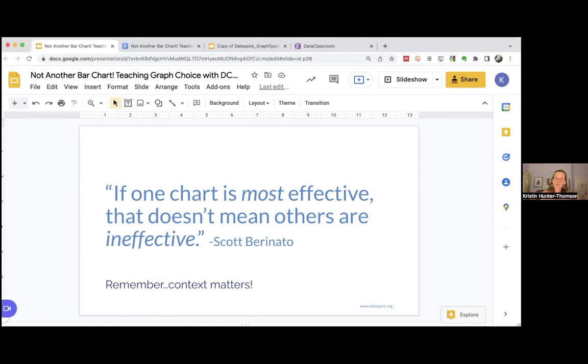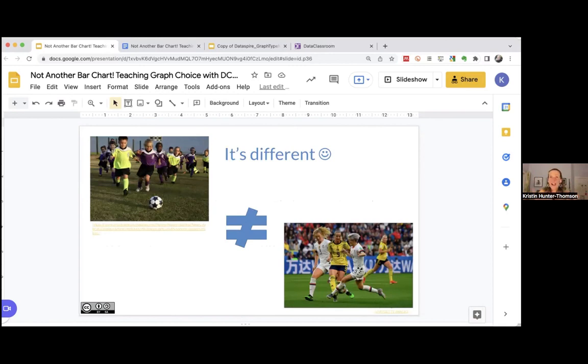What I also want to share is that getting our students to work with data and become comfortable with data takes time. So here's my soccer analogy. This is what my 6-year-old looks like when he plays soccer.